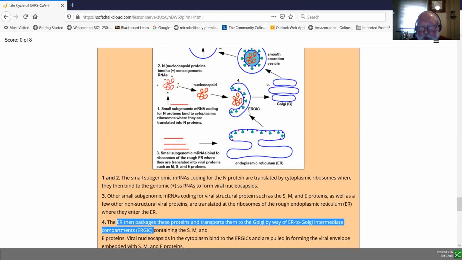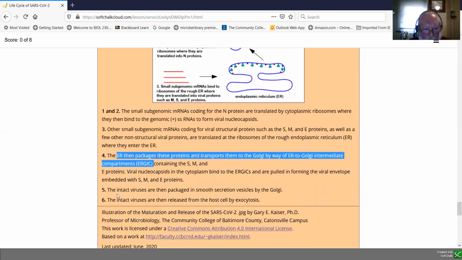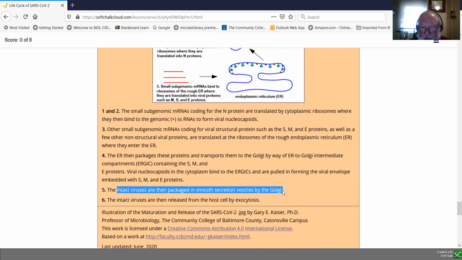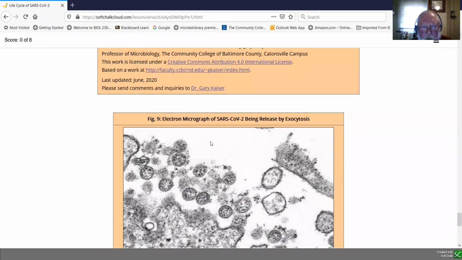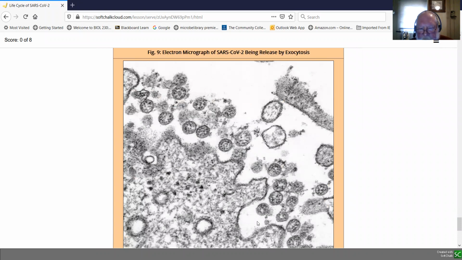So some of these pinch off, they form this endoplasmic reticulum to Golgi intermediate complex. And what that does is take in the nucleocapsid of the virus, pinches off, and then that becomes part of the Golgi. And then in step 5, the Golgi will then package the virus, which now has obtained its envelope from the ERGIC, into smooth secretion vesicles. So once that pinches off, this becomes the intact virus. The Golgi then packages the virus in the smooth secretion vesicle, and the smooth secretion vesicle fuses with the host cell plasma membrane, and the virus is released by exocytosis. So this is a virus that's released by exocytosis. And here we see an electron micrograph of SARS-CoV-2 being released by exocytosis.